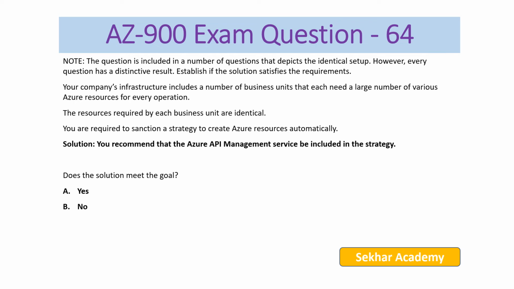Your company's infrastructure includes a number of business units that each need a large number of various Azure resources for every operation. The resources required by each business unit are identical. You are required to sanction a strategy to create Azure resources automatically. Solution: you recommend that the Azure API management service be included in the strategy. Does the solution meet the goal? The right answer is B, no.